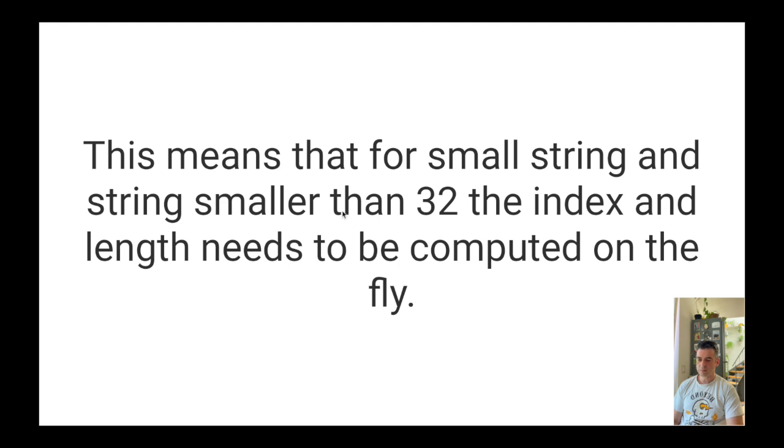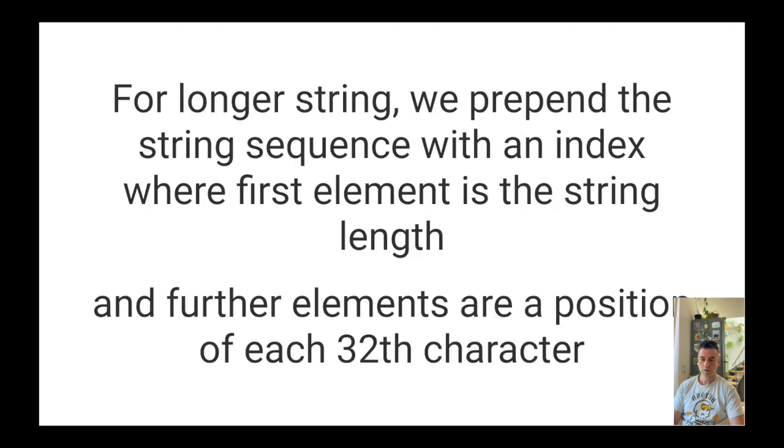Okay, so this means that for small strings, strings smaller than 32, the index and length need to be computed on the fly, which is a bummer, but it's not that bad, because this is basically a small string where we can use SIMD for this to compute it very efficiently. For longer strings, we prepend the string sequence with an index, where the first element is the string length in code points, important, and the following elements are the position of each 32nd character.